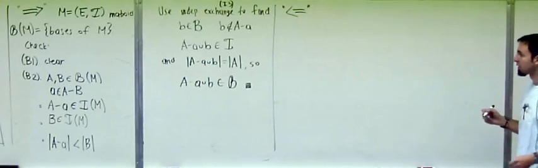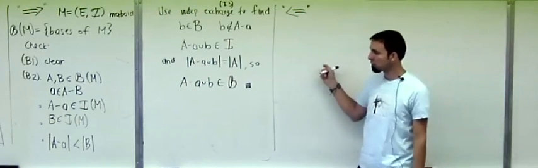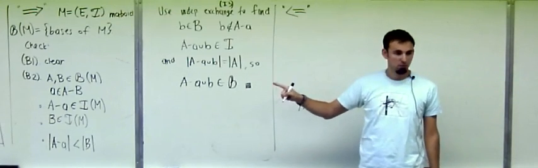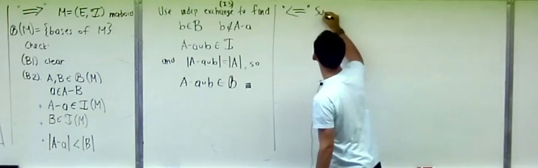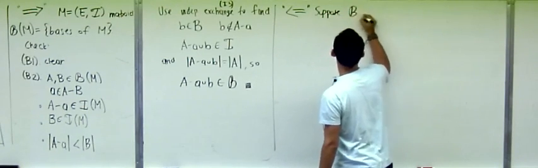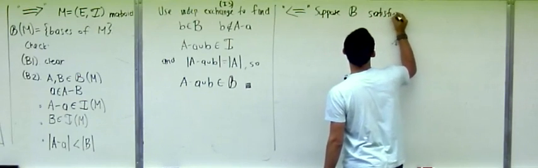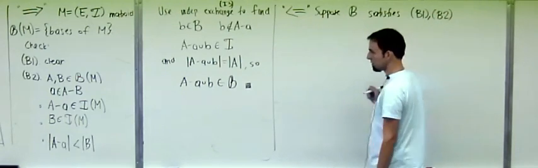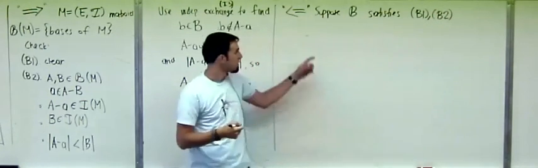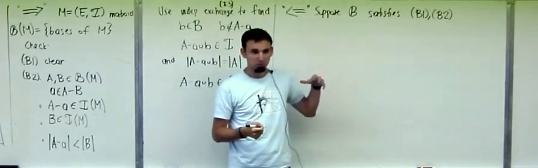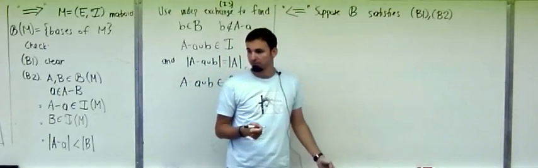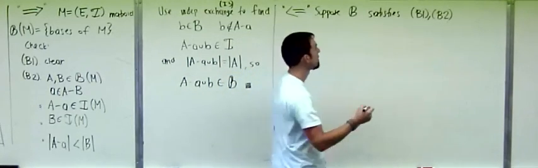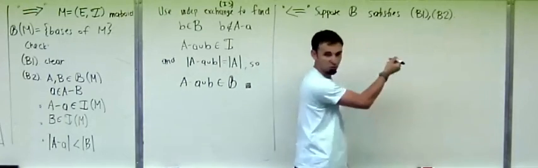Okay. Now, if I want to prove the other direction, then what I have to say is, given a collection B that satisfies these two axioms, I have to prove to you that this is the collection of bases of a matroid. So what I need to do is show you what matroid it is. So suppose B satisfies properties B1 and B2. I have to find a matroid whose bases are these.